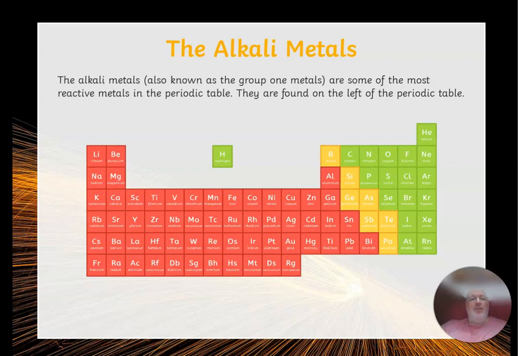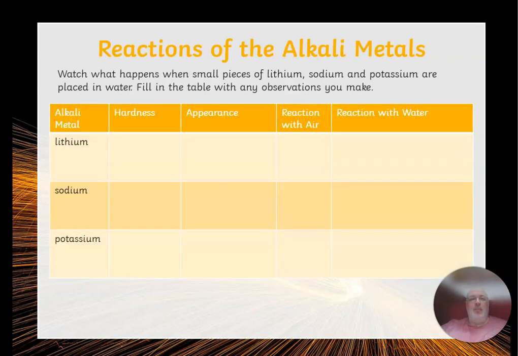So what do we mean by the alkali metals? Well, we're looking at group 1: lithium, sodium, potassium, rubidium, cesium, and francium. They're at the furthest left-hand side of the periodic table, and they all have one thing in common. That is that they have one electron in their outermost shell. That's what makes them reactive. The difference in reactivity we'll look at in a few moments' time.